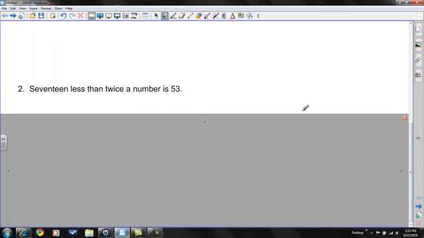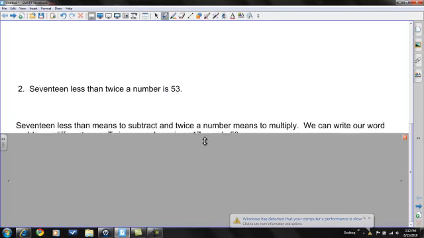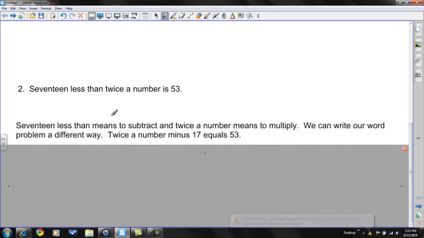17 less than twice a number is 53. Now look at the words again. 17 less than means I'm going to subtract 17 from a number. Then twice a number means I'm going to multiply. So let's say it again. 17 less than means to subtract. Twice a number means to multiply.